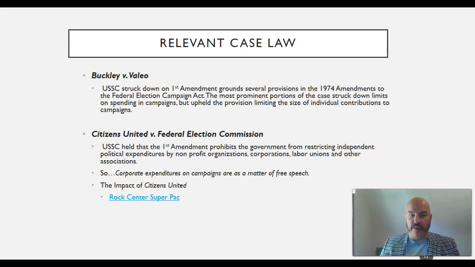Buckley versus Valeo was a Supreme Court case that struck down limits on electoral campaigns, basically, and Citizens United versus the FEC, another case that we will look at in detail.